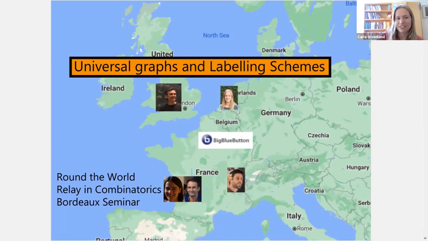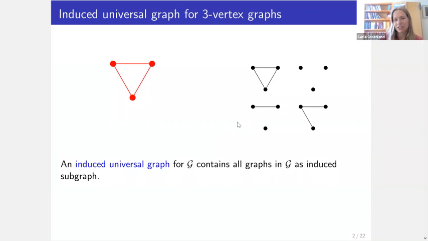So let's start off with what a universal graph is. So in my case, I'm looking at induced universal graphs. And this is a graph that contains all graphs from a certain graph class as an induced subgraph. So we could consider, for example, the 3 vertex graphs, and then we can wonder how small of a graph can we make that contains all these graphs as induced subgraphs.